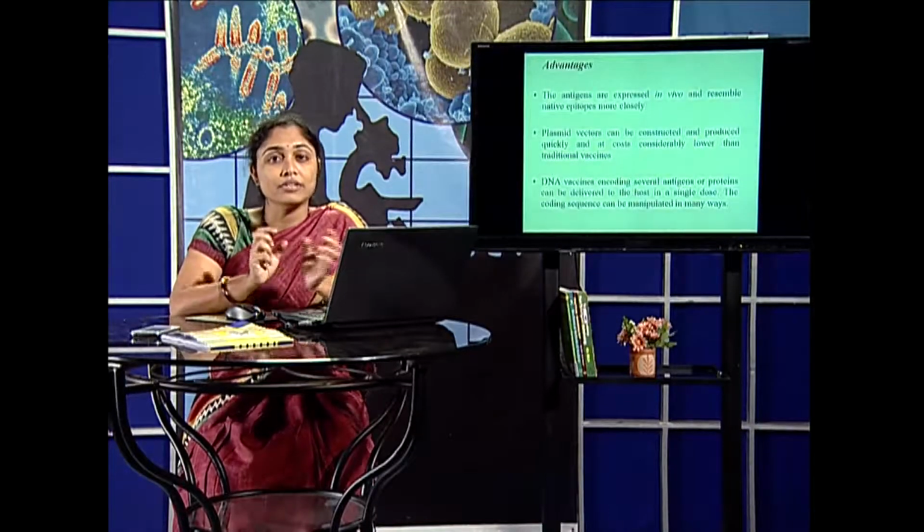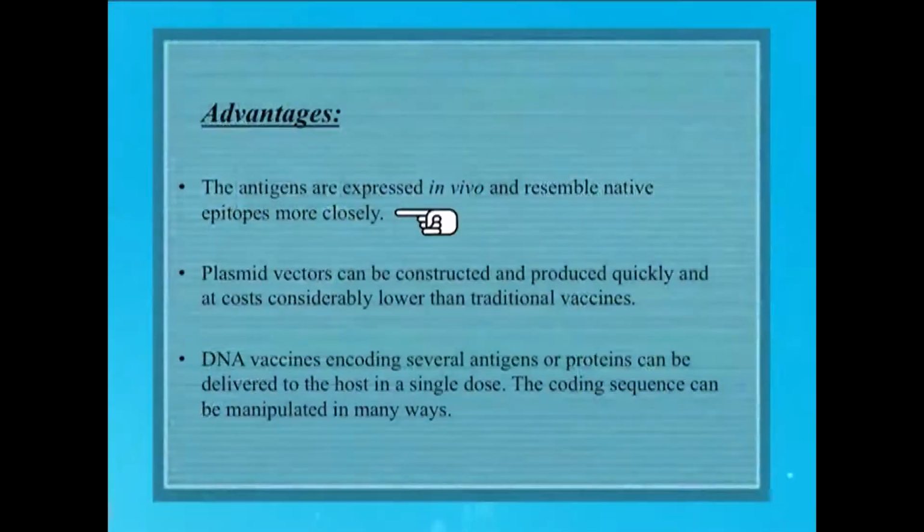The advantage of this type of vaccine is, since the antigen is expressed in vivo, it will resemble the native epitopes. That means it will resemble the actual protein which is present on the organism. And plasmid vector construction is very simple, and it can be produced very quickly, and at a much lower cost. And a DNA vaccine can encode more than one protein at a time. So, with a single dose, many genes can be introduced into the host.